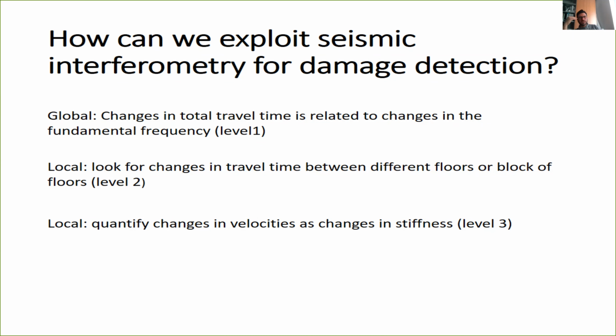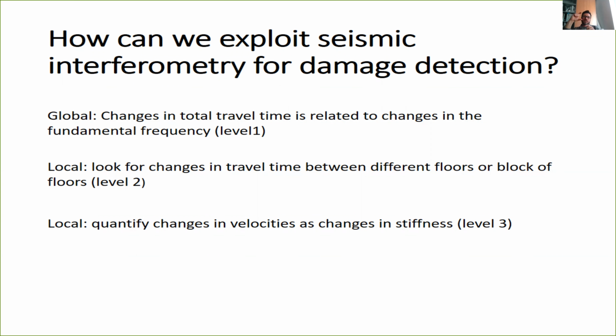The general one, which we can call level 1, is that we can estimate a change in the total travel time. The change in the total travel time, so the propagation of waves from the bottom to the top of a structure, is generally related to the fundamental frequency of the structure. If the damage is large enough to be seen when smeared over this travel time, we can have information about it. Of course, we probably don't know exactly how big it is because it's smeared over the whole path, and we also don't know where to locate it.